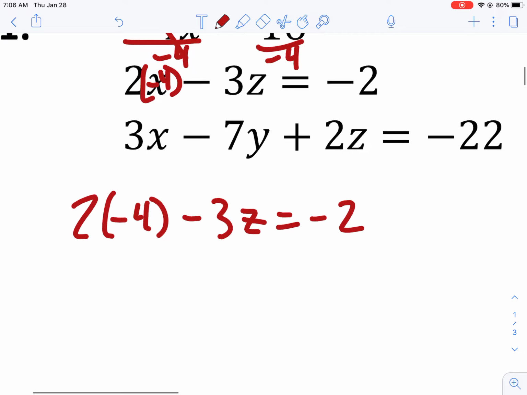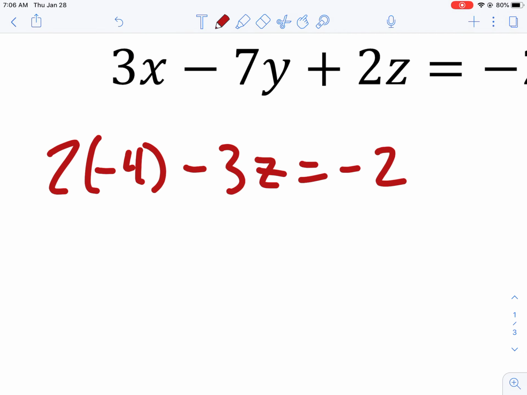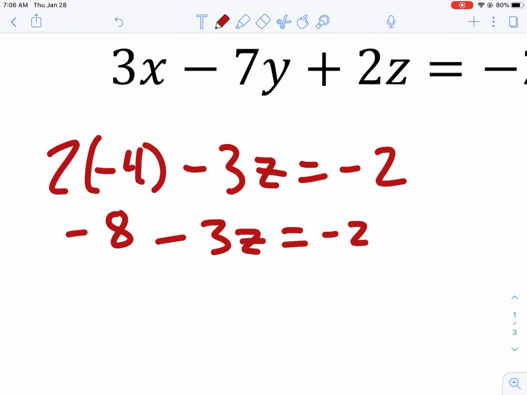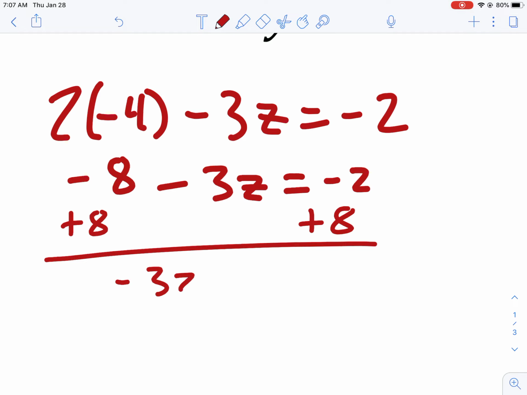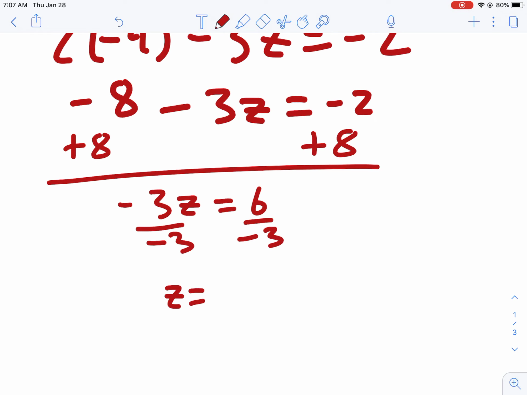Now, it's not always going to be this easy, so we'll look at some harder ones too, but we plug that -4 in, this gives us -8, and then we can solve this out for z. So add 8 over to both sides. So we got -3z equals 6, divide by -3, and we have z equals -2. So there's our second variable that we know.